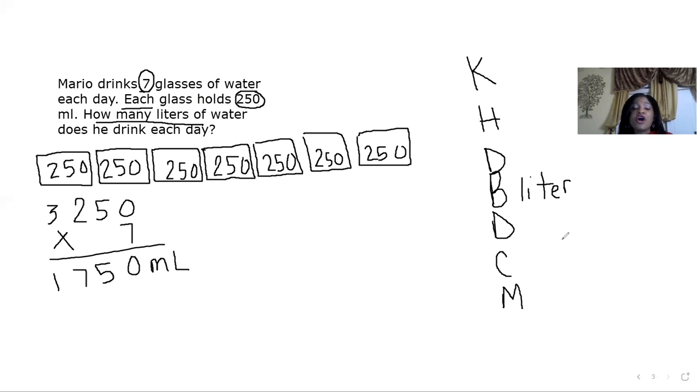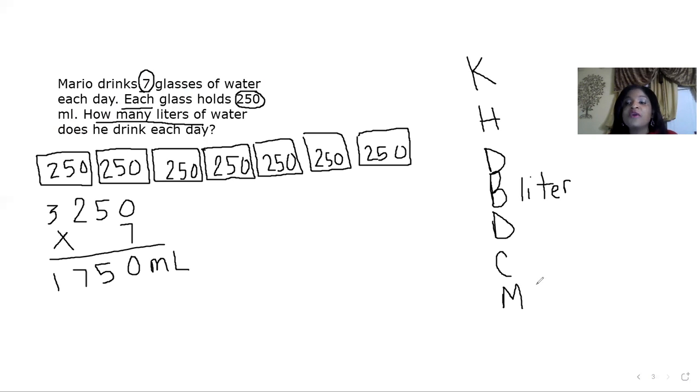So milliliters are really tiny units. They're like little droplets, tiny, tiny units. Liter will be maybe sort of like the medium-sized soda bottles. So they're a bigger unit. So we're going from a small unit to a big unit. And we're dividing when we do that. When we go from a small unit to a bigger unit, we divide.